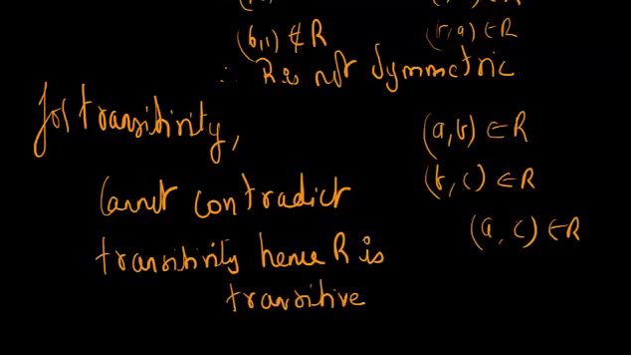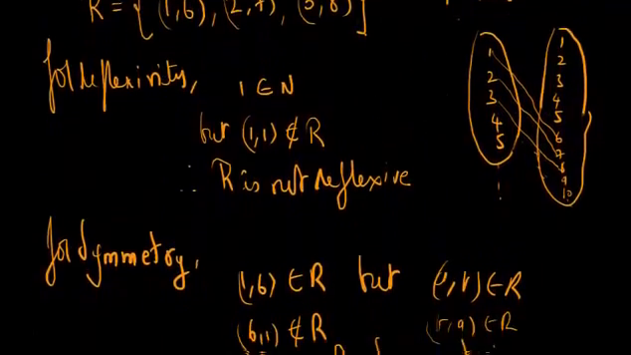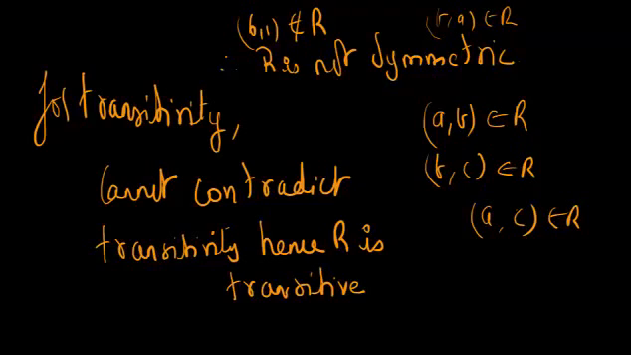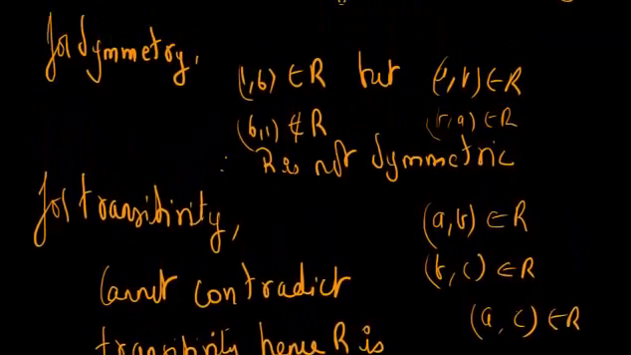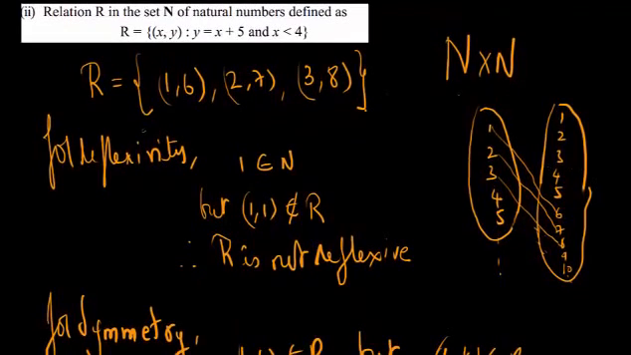Okay, so that's my transitivity. So this particular relationship R is not reflexive, it's not symmetric, and nor is it transitive. I'm sorry, it is transitive, because I'm unable to prove that the relationship is not transitive.